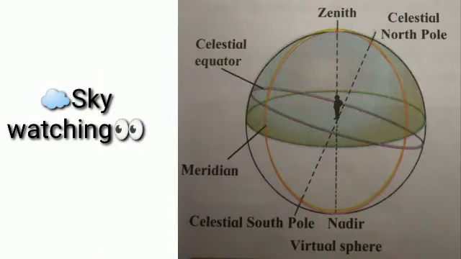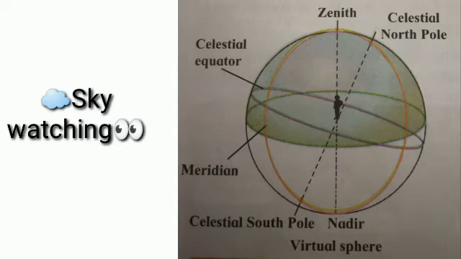Celestial poles. If we extend the axis of rotation of the earth in the north and south direction, it will penetrate the celestial sphere at points called the celestial north pole and the celestial south pole respectively. Meridian. In astronomy, the great circle which passes through both the celestial poles and the observer's zenith and nadir is called a meridian. You have to observe the figure carefully.